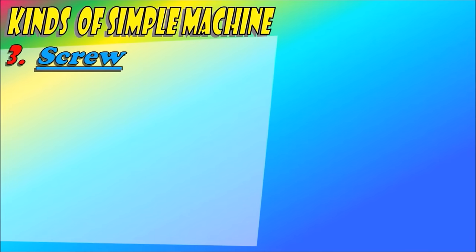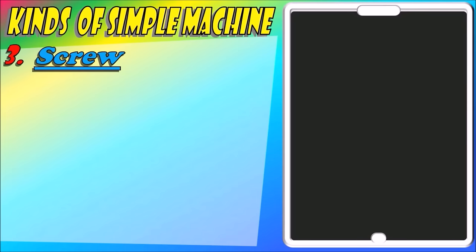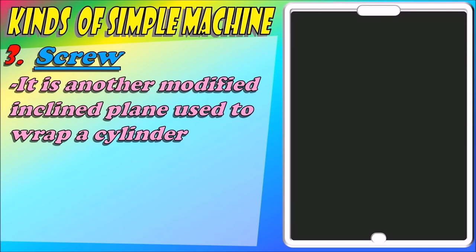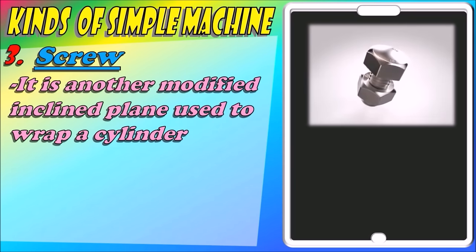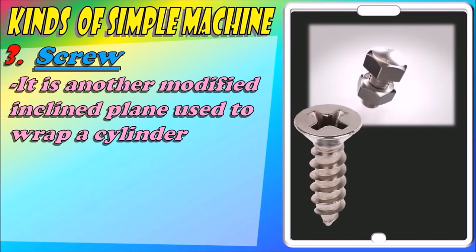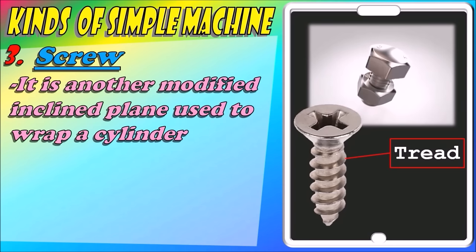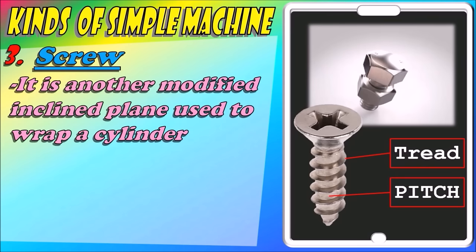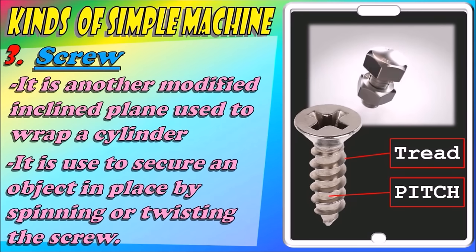Number 3. Screw. A screw is another modified inclined plane. A screw is made when an inclined plane is used to wrap a cylinder. The spiral ridges of the screw are referred to as thread, and the distance between each thread is referred to as pitch. And these are the parts of the screw.